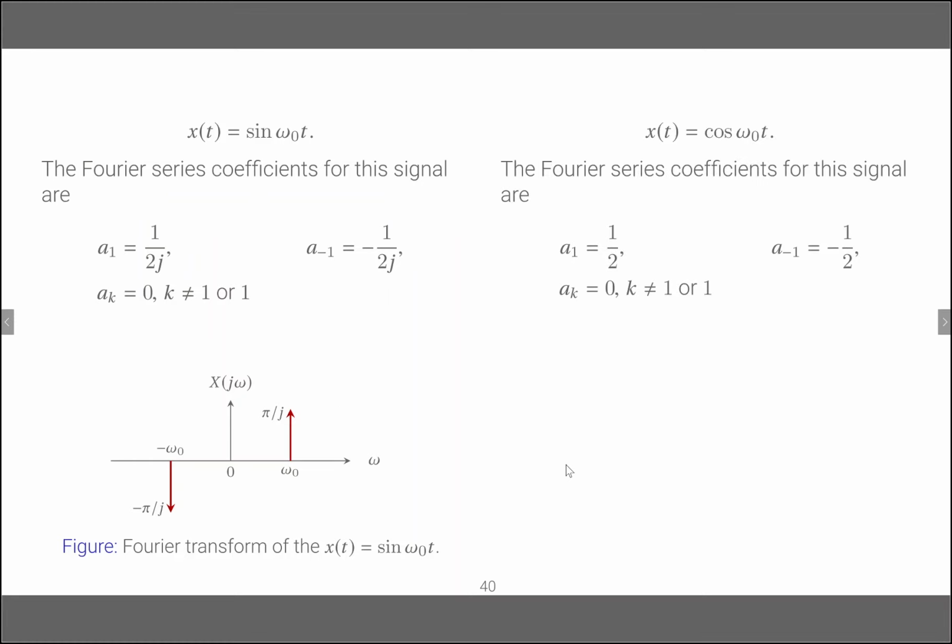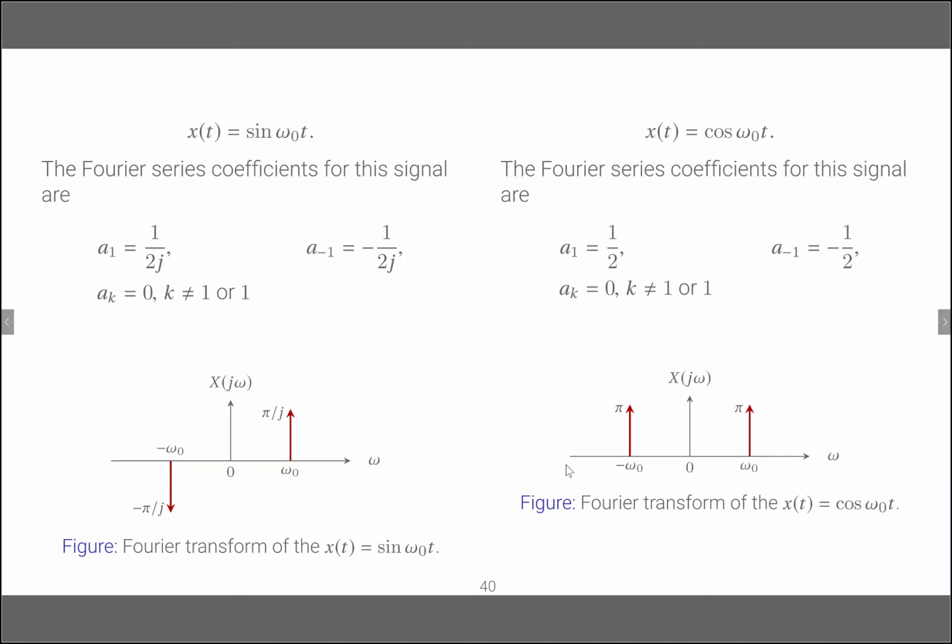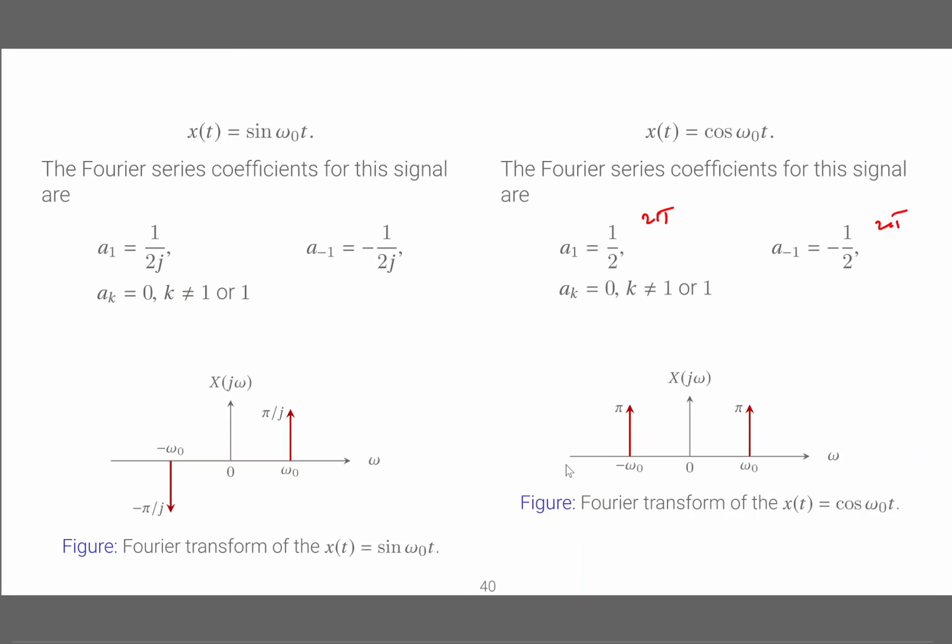Similarly, for the cosine, the Fourier series coefficients of this signal are 1/2 and 1/2. Therefore, the Fourier transform would be obtained by multiplying these by 2π and locating impulses at minus ω₀ and ω₀.